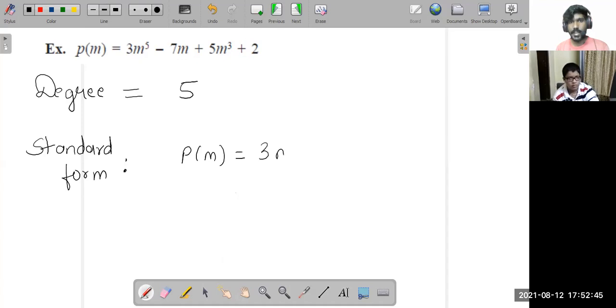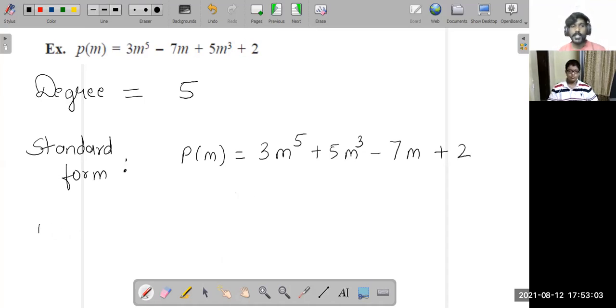3m^5. Then after this, 5m^3, then minus 7m plus 2. Okay, now let's do the index form.